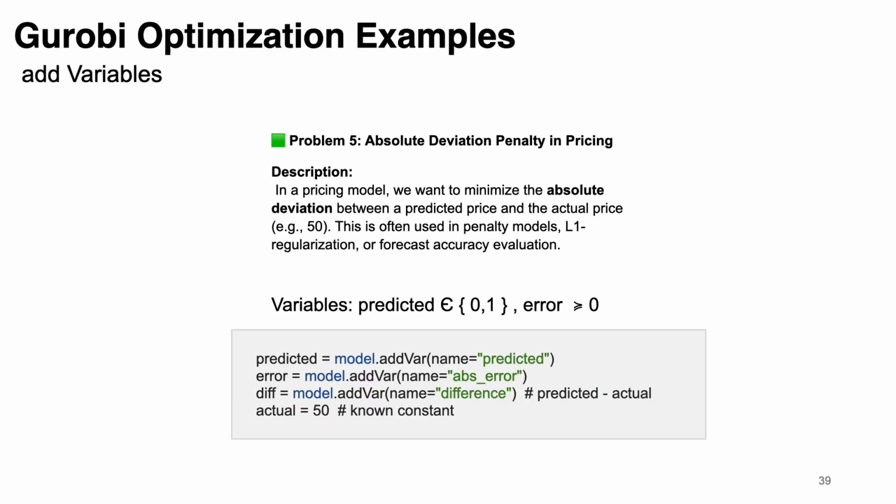Finally, for problem 5, the absolute deviation penalty. We are working with a known constant target, so we define actual equals 50. We then define 3 continuous variables. predicted equals model.addVar for the algorithm's guess. diff equals model.addVar to hold the raw mathematical difference. And error equals model.addVar, which we will strictly constrain to be the absolute value of that difference. By separating the difference from the absolute error into 2 variables, we provide Gurobi with the exact structure it needs to apply its built-in nonlinear constraints.